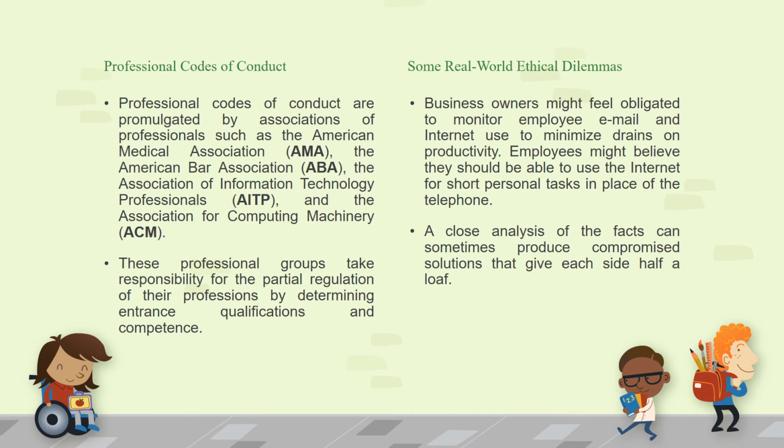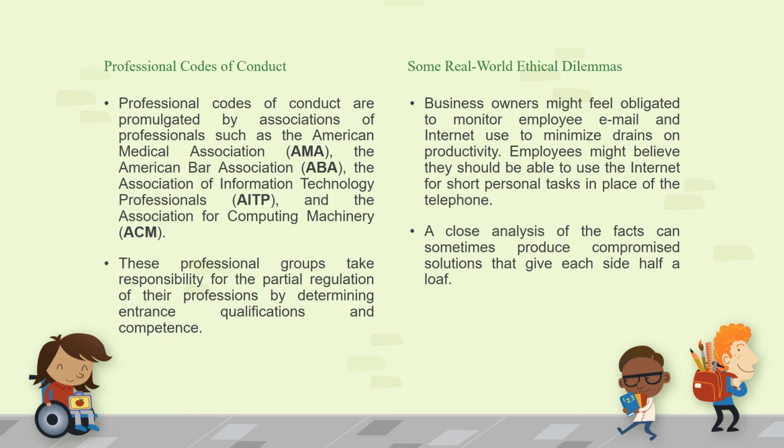Next are professional codes of conduct. Professional codes of conduct are promulgated by associations of professionals such as the American Medical Association (AMA), the American Bar Association (ABA), the Association of Information Technology Professionals (AITP), and the Association for Computing Machinery (ACM). These professional groups are responsible for the partial regulation of their professions by determining entrance qualifications and competence.